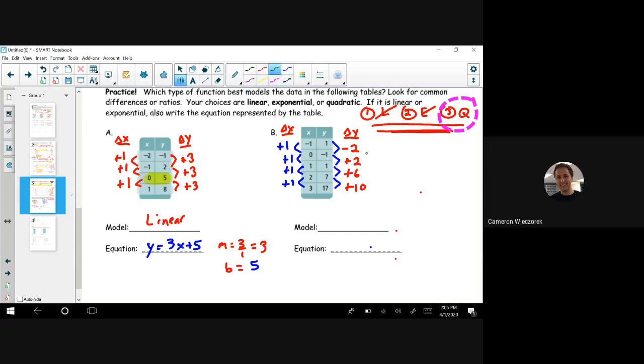And I'm going to do it in green. From -2 to +2, I add 4. From 2 to 6, I add 4. And from 6 to 10, I add 4. And if you look at that, there's round 2. Here's my constant second differences. And that means it has to be quadratic.